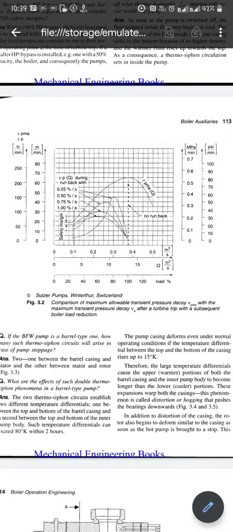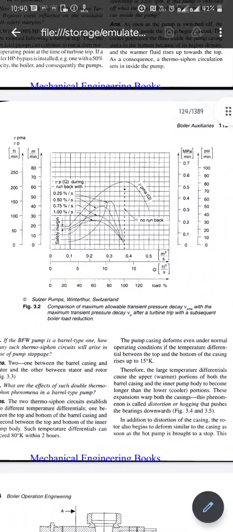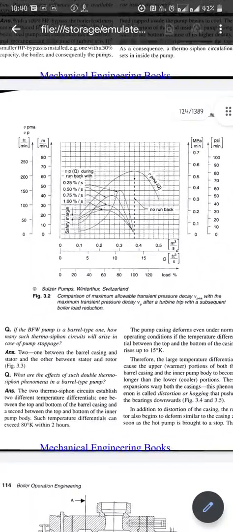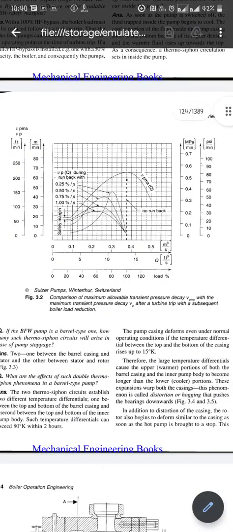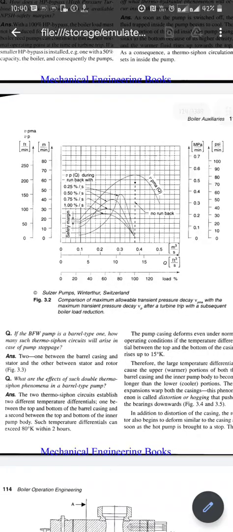These diagrams belong to the last video uploaded on this chapter, and we can see the diagram which contains a comparison of maximum allowable transient pressure decay with the maximum transient pressure decay after the turbine trip with a subsequent boiler load reduction. We need to look up the meaning of transient and decay in the dictionary for better understanding.